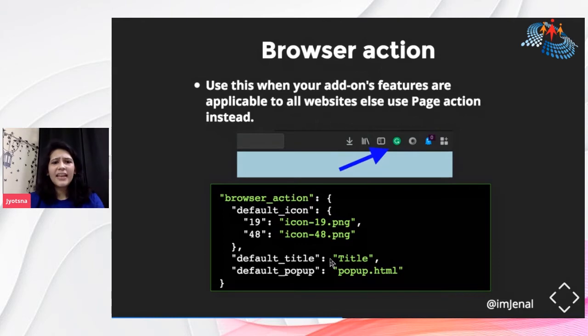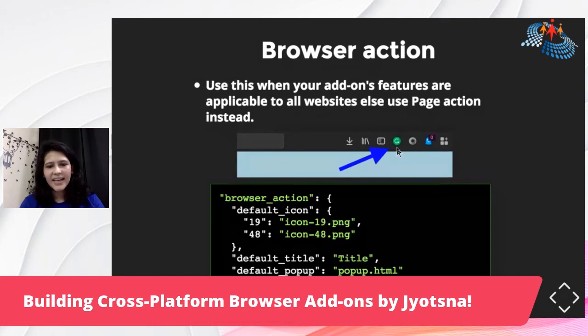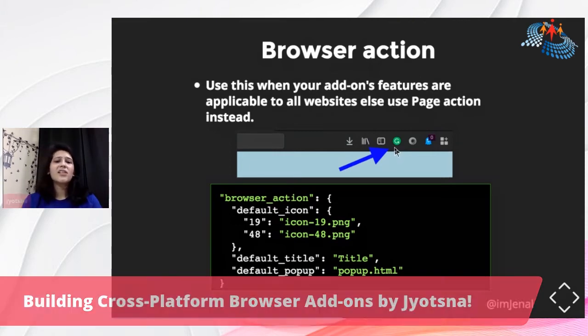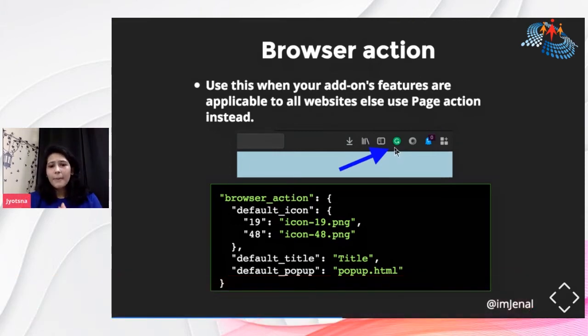Yeah, so let's see what browser actions are. As you can see, there is a Grammarly add-on installed on my browser, and the Grammarly extension icon is shown on the toolbar. All I mean to say is that whenever you are using a browser action, the icon of the add-on will be visible on the toolbar, and you use it when your add-on features are applicable to all websites.